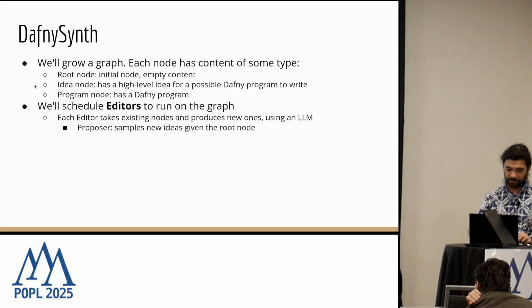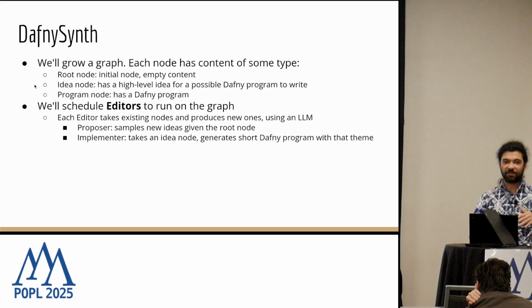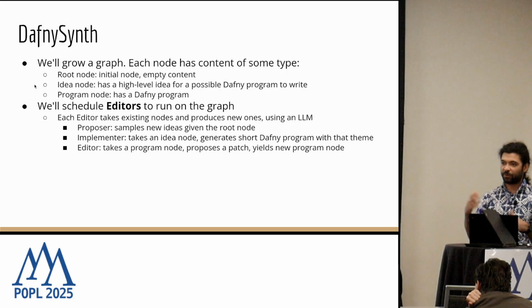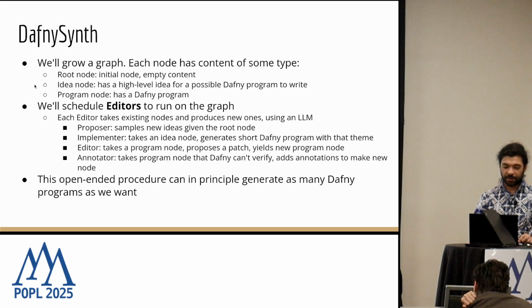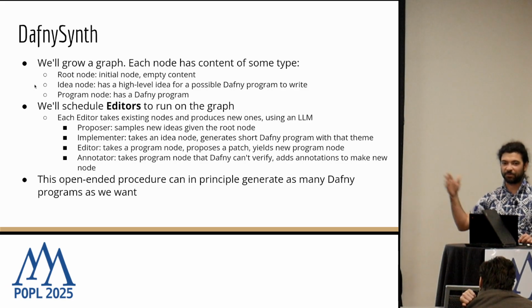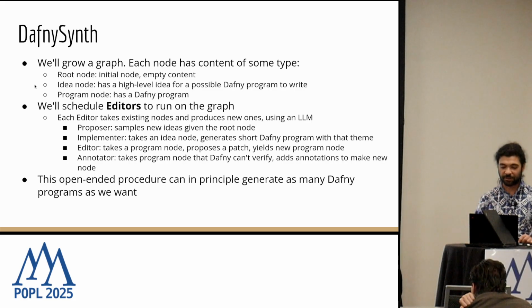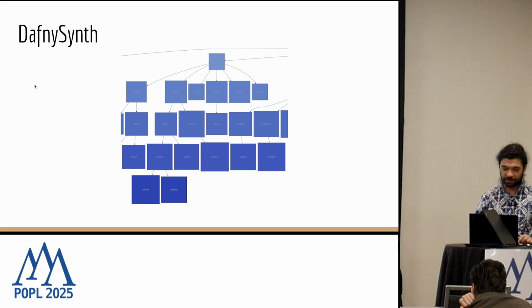So the proposer will create idea nodes. The implementer will take an idea node and try to write a program, which we can check if it's valid with Dafny. The editor takes a program, proposes a patch, which will be applied and gives a new program. We also found that it's better to keep programs that are syntactically valid but don't verify yet, and then let this annotator try to annotate them, and sometimes you are able to eventually get a verified program. So in principle, we could put in as much money as we want and get programs on the other side, and then see if that's good training data. So this gives a graph that would look a little bit like this.